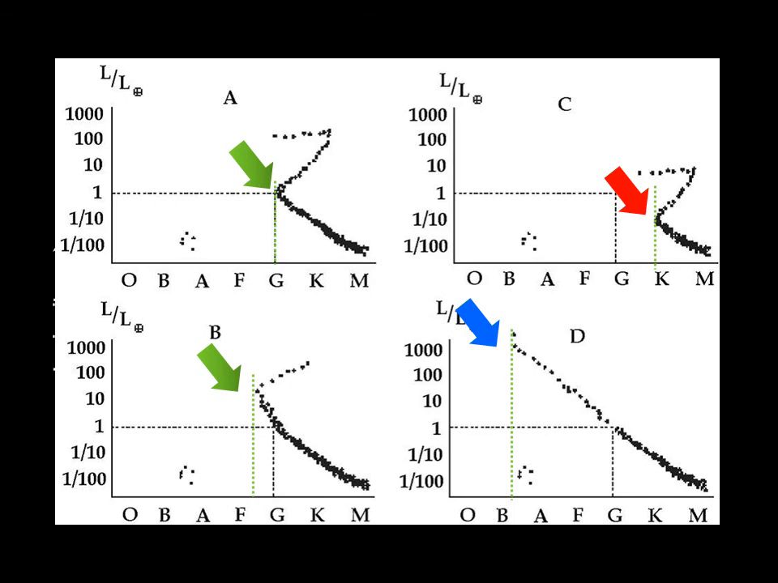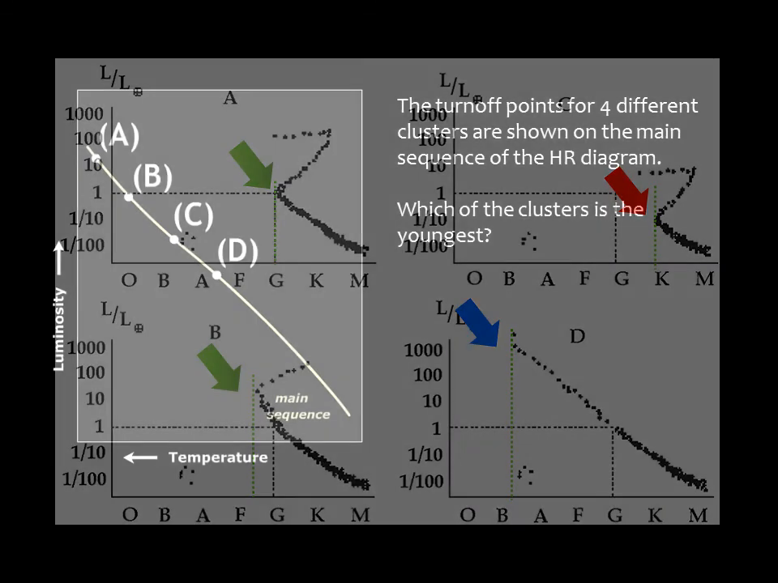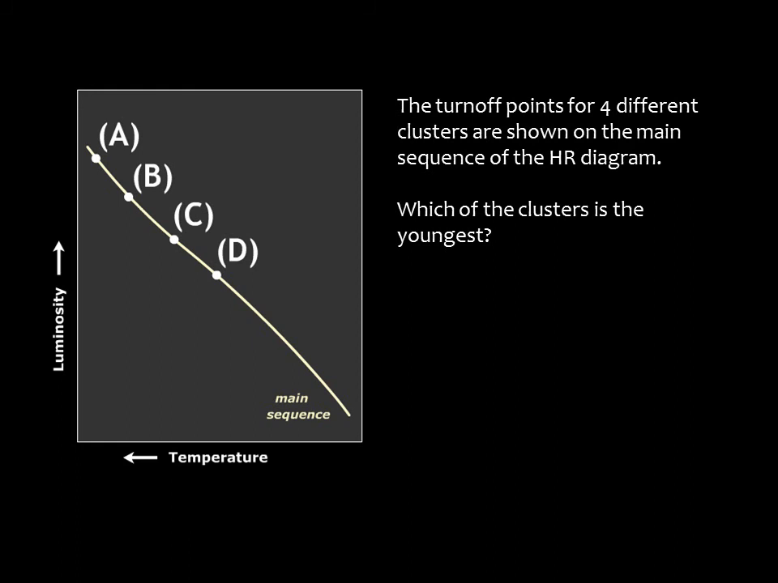So let's go back to our original question. So we want the turnoff for the youngest cluster. This is going to be the hottest turnoff, which here is option A. Now, if I had asked which turnoff corresponds to the oldest cluster, you should be able to figure that out too.